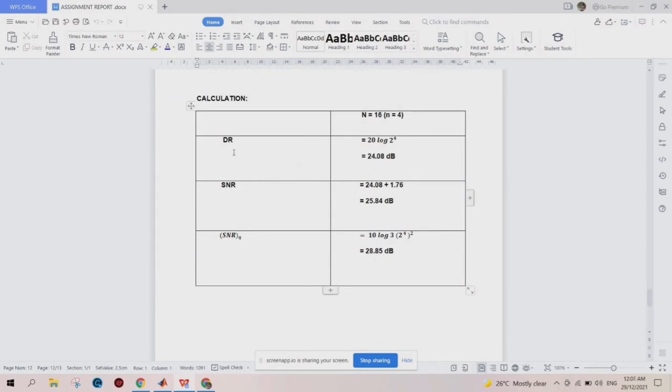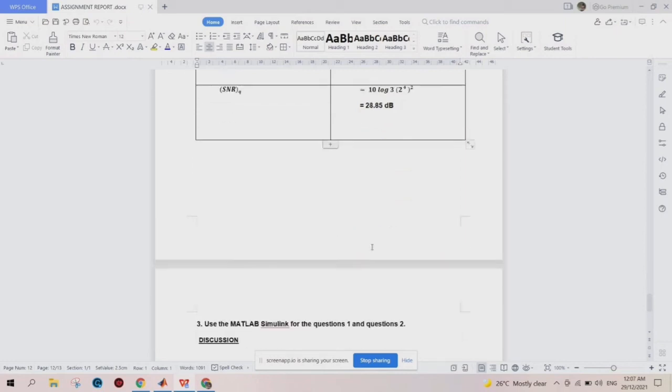The calculation for DR is 20 log 2 to the power of 4, so I got 24.08 dB. For SNR, 24.08 plus 1.76 equals 25.84 dB. For SNR with Q, 10 log 3 bracket 2 to the power of 4 square, I got 28.85 dB.